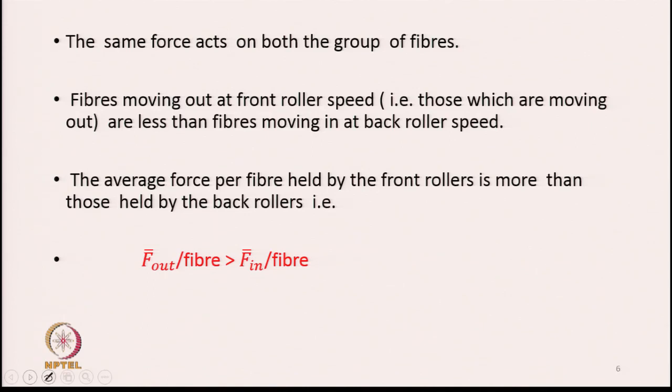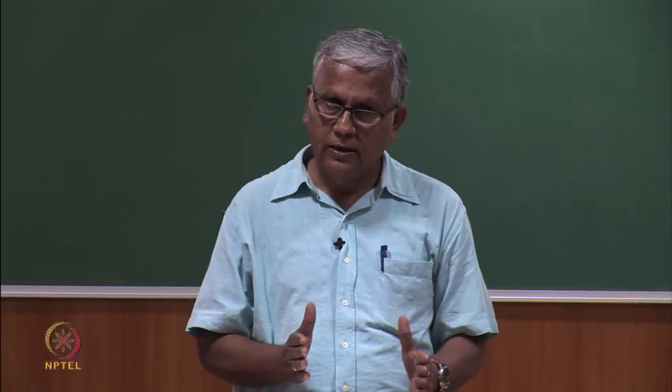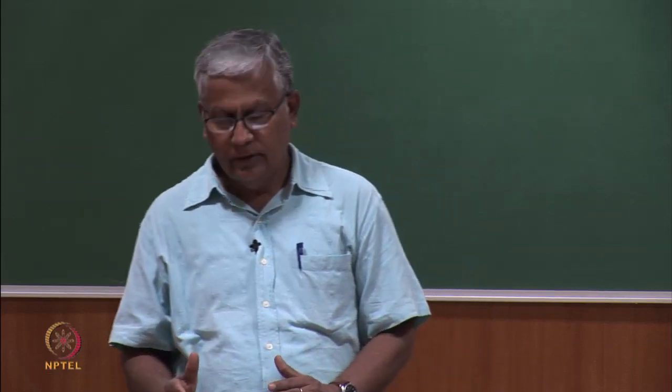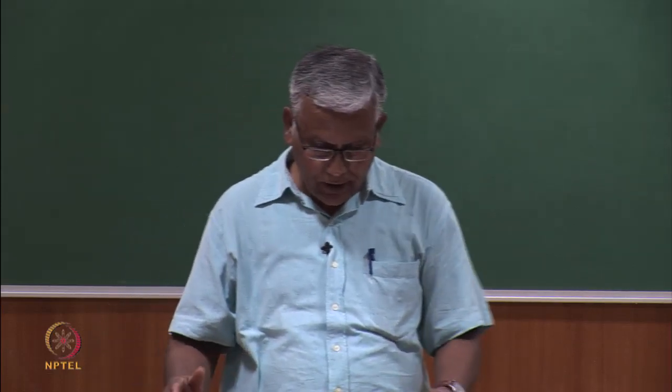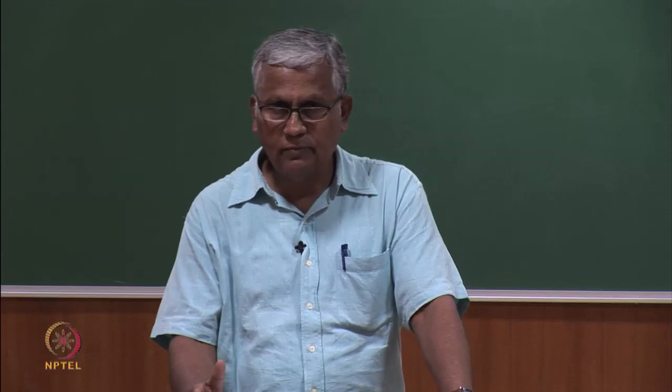Fibers moving out at the front roller speed, that is, these fibers which are being withdrawn, are actually less in number than the fibers which are moving at back roller speed. That means slow moving fibers are more in number than faster moving fibers. Therefore, the average force per fiber held by the front rollers is more than that held by the back rollers. Force is the same, the number of fibers gripped by the front roller is less, and they will be less by how many times?